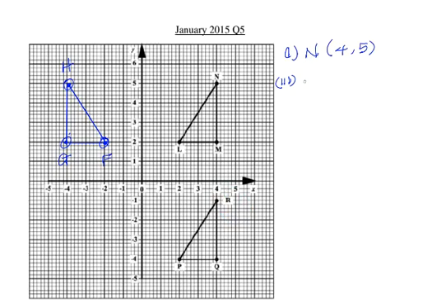So I would say that triangle LMN is mapped onto triangle PQR by T, and T is what? This is 1, 2, 3, 4, 5, 6. By T, which is (0, -6). So T (0, -6) is my translation vector.